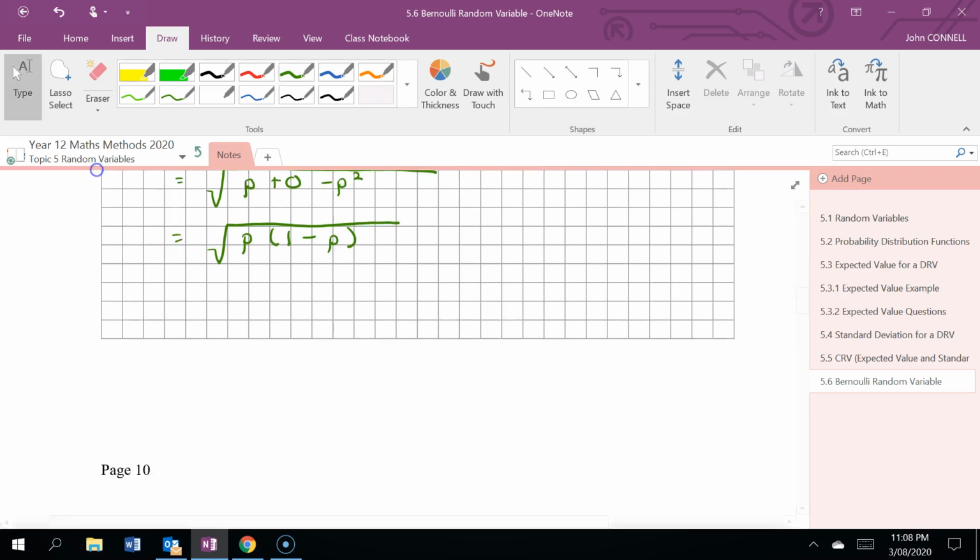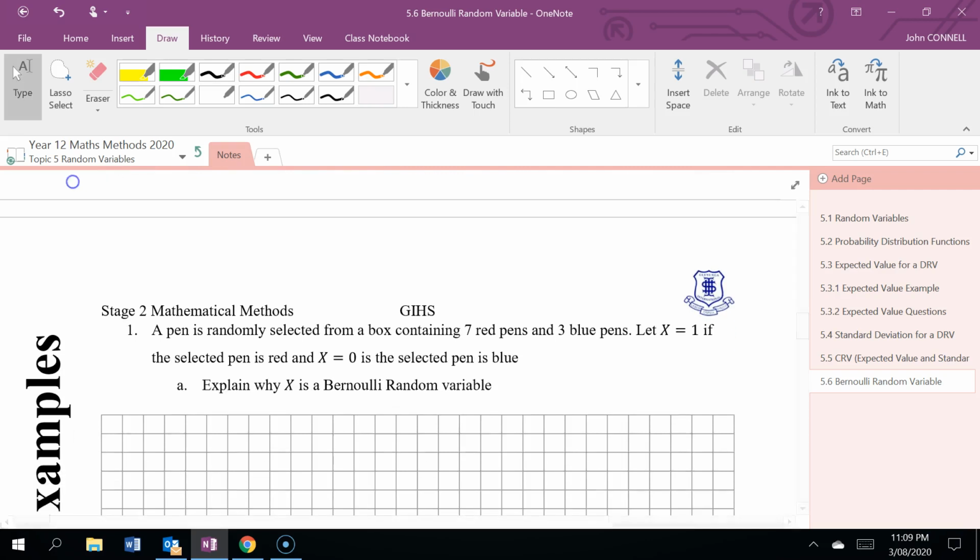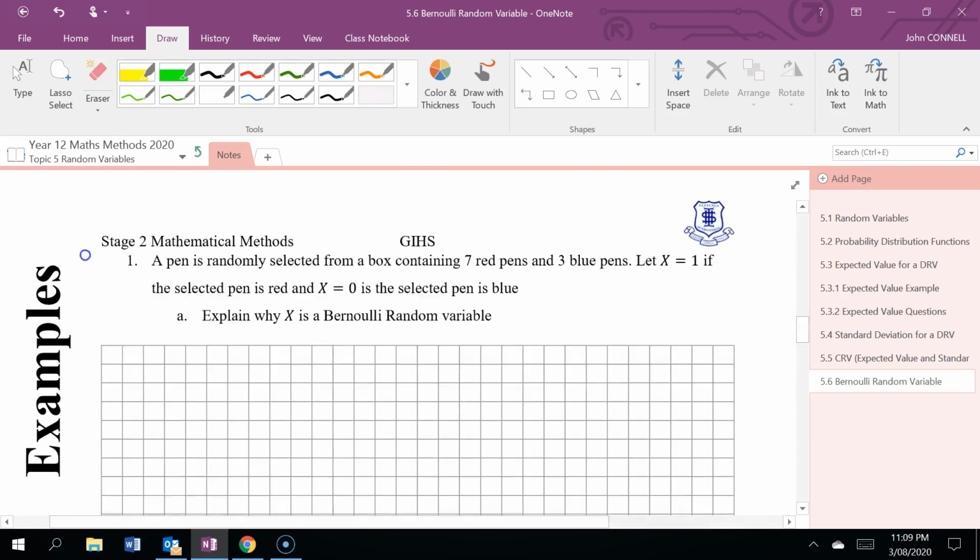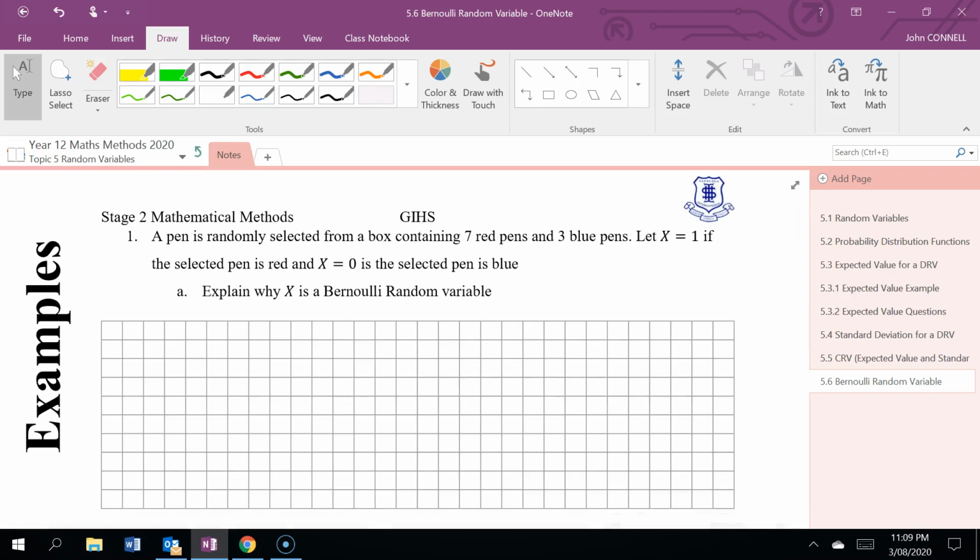So what are some examples? Let's take this one. A pen is randomly selected from a box containing 7 red pens and 3 blue pens. Let x be 1 if the selected pen is red, and x equals 0 if the selected pen is blue. We've got to explain why it's a Bernoulli random variable.